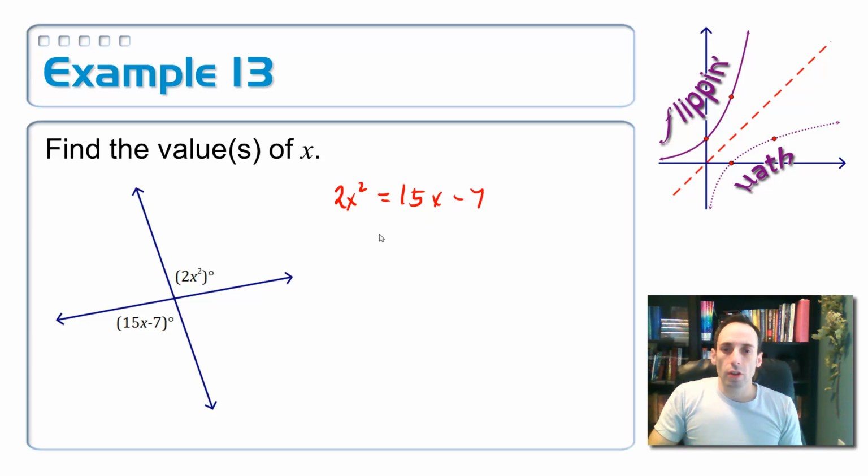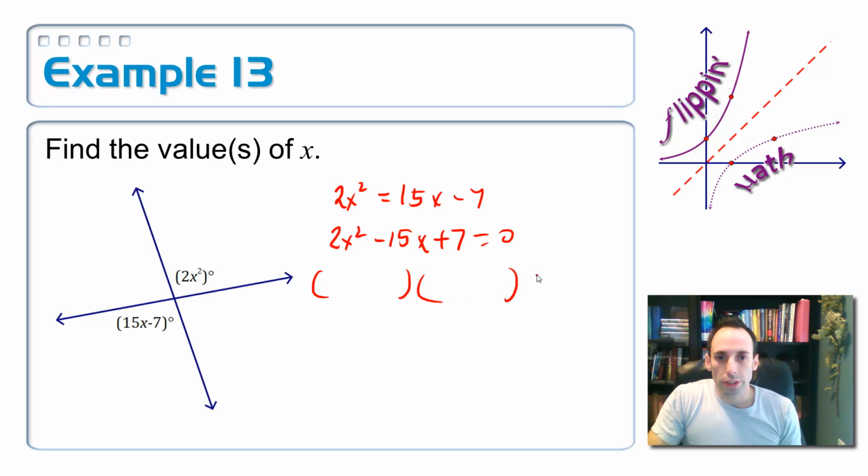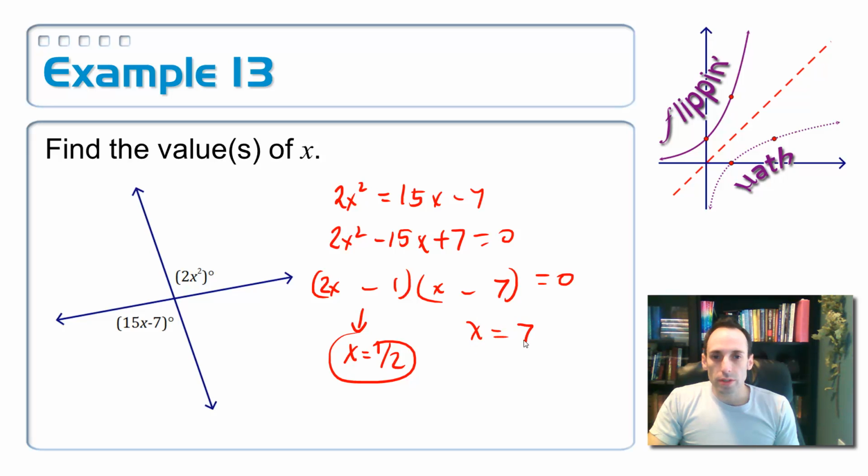And let's get everything on the left-hand side. 2x squared minus 15x plus 7. And factor it. So, open up our parentheses, a 2x and an x. And the only thing that's possible is going to be a 1 and a 7, since that's prime. Put the 7 opposite the 2 so that we can get 14, and the middle one is 1. This would add up to 15 if they're both negative. They have to be to make the signs work. So here I have x is equal to 1/2, and on the other one, x is equal to 7.